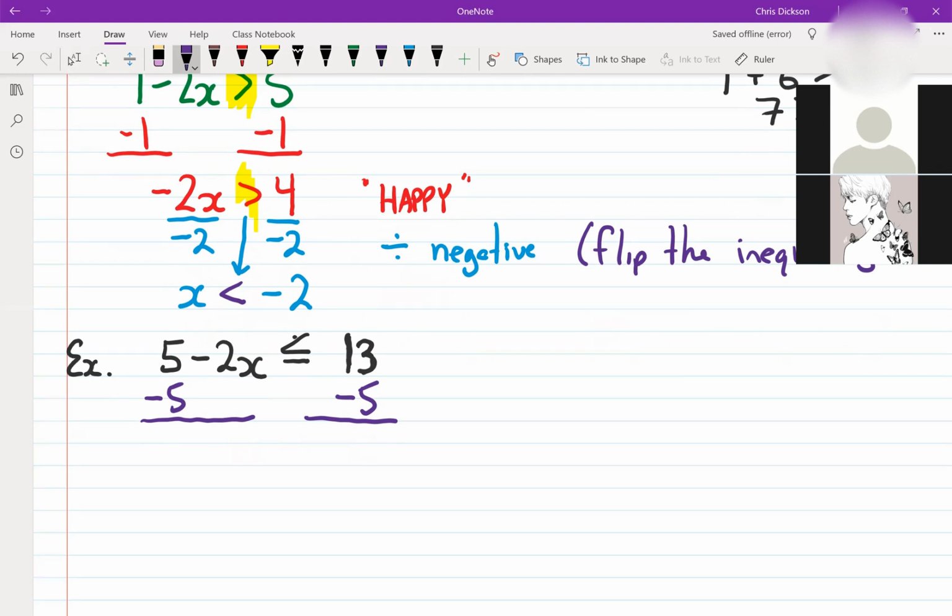On the left side, we have negative 2x. Okay. Good job, Natalie. So we got negative 2x on this side. 13 minus 5, that's going to give us positive 8. And so would I flip the sign or would I keep the sign here? Well, all I did was add or subtract a number, really, subtract it. So there's no flipping going on if you subtract numbers, so it's still less than or equal to. But now our next step is we're going to be dividing by negative 2.